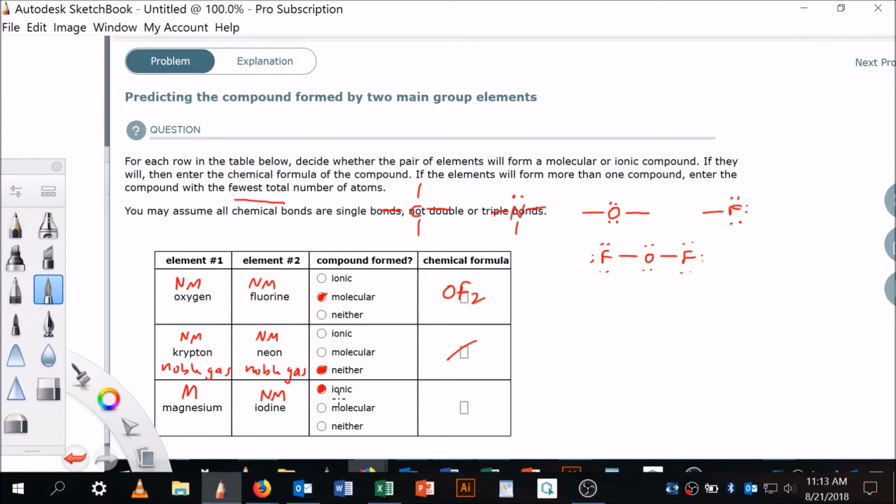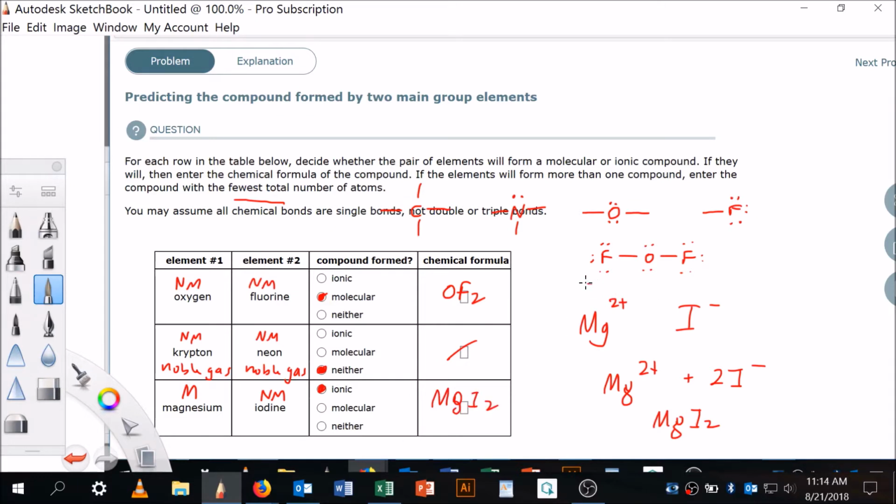And magnesium and iodine. Magnesium has a tendency to take on a 2+, and iodine has a tendency to take on a 1-. So how can I pair these guys up? It's not going to make bonds, so I can't think about it like that. How can I pair these up in order to make a neutral compound? Well, I'll find the lowest common multiple, which is 2. So it's going to be 2+ plus 2 iodides, right, is going to give me a neutral. So it's going to be MgI2.